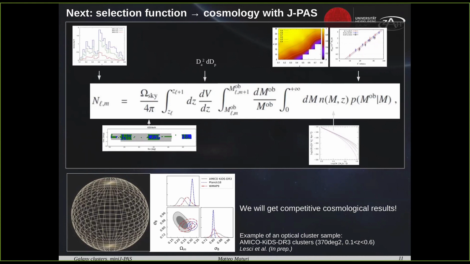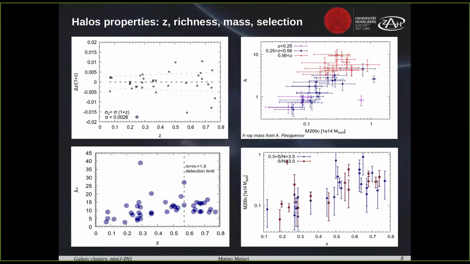Wonderful. Thank you, Renato and Matteo. Yes, this is very, very promising. It's really amazing to go well below 10 to the 14 solar masses in cluster mass, and actually get really close to 10 to the 13.